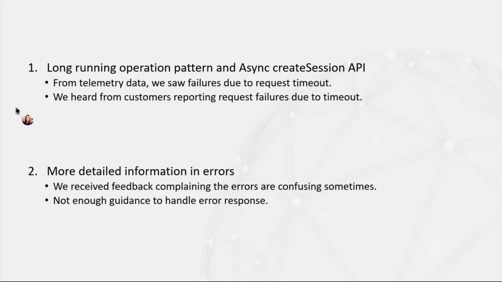The second update is that we will provide more detailed information in Excel errors. We received feedback that errors are sometimes confusing in Excel, and Excel Graph didn't provide enough guidance on how to handle errors. Customer feedback is something we always pay a lot of attention to. So to address the usability pain points, we will make improvements and provide more detailed error information in the near future. We will also have documentation in place soon to introduce error handling.